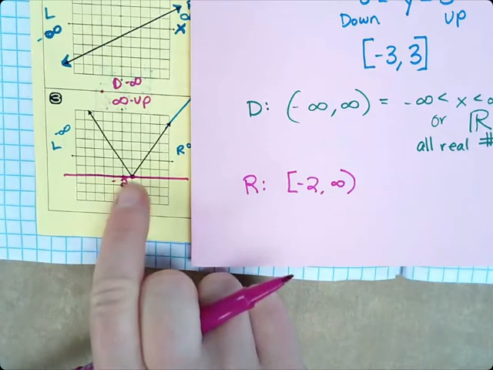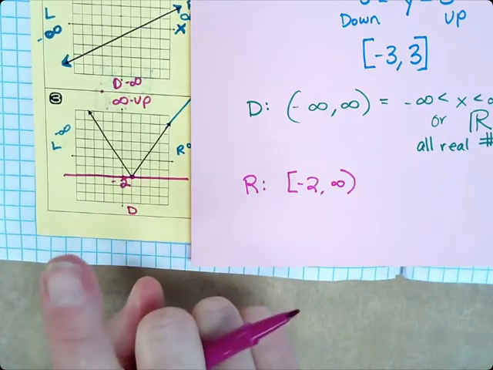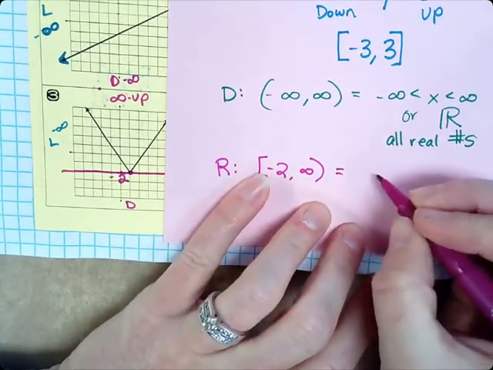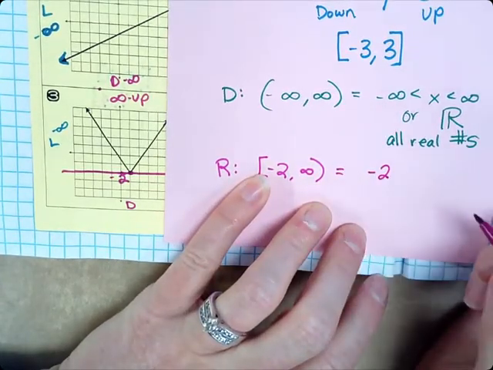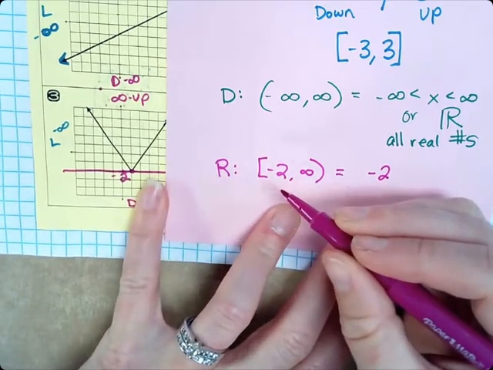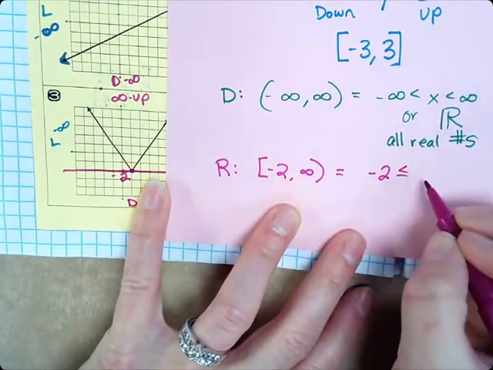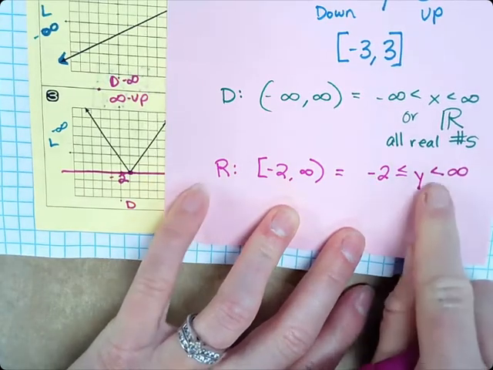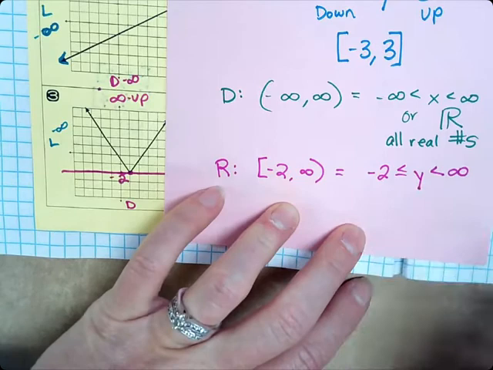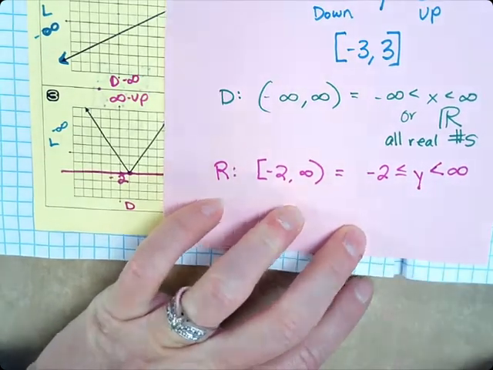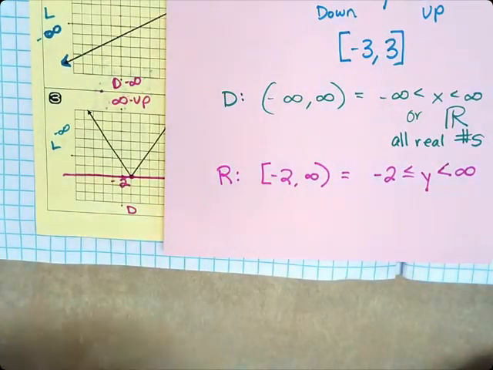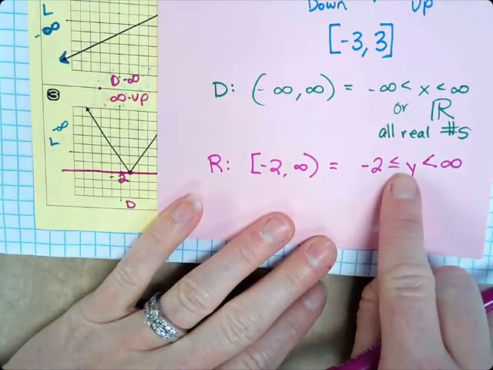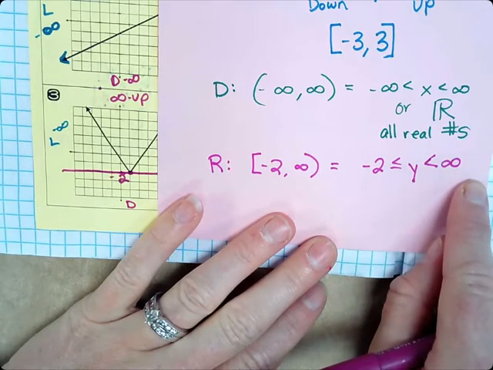So the y values are -2 or greater. That's what that means. We can write it as the inequality -2. Since it does include the -2, it's going to be less than or equal to y is less than infinity. You can't touch infinity, so that's why we only use the less than symbol and not less than or equal to. So what this really means is -2 is less than or equal to y is less than infinity.